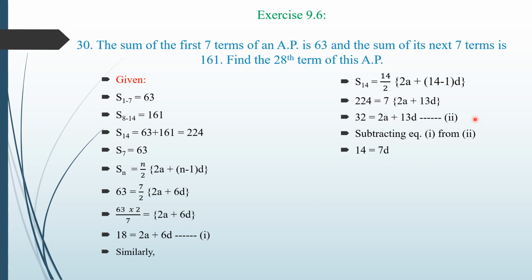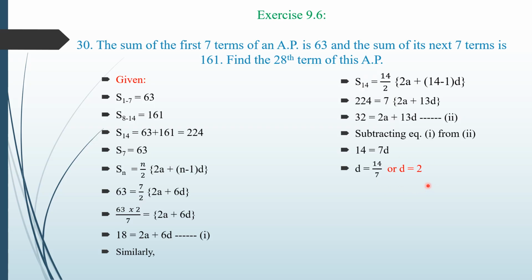Now solving this equation 1 and 2 by elimination method, I will do subtraction of equation 1 from equation 2. When I do that, I'll cancel out this 2a term from both the equations. Then I will have 32 minus 18, that is nothing but 14. Then 13d minus 6d will give me 7d. When I solve this, I'll get d value as 14 by 7, that is 2, d equal to 2 here. Now I have got common difference d equal to 2 here.